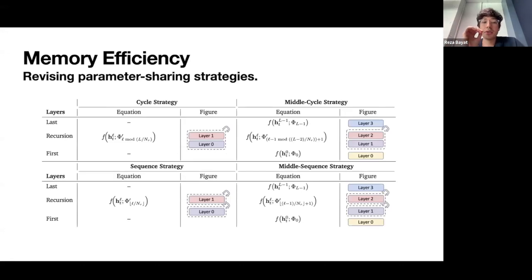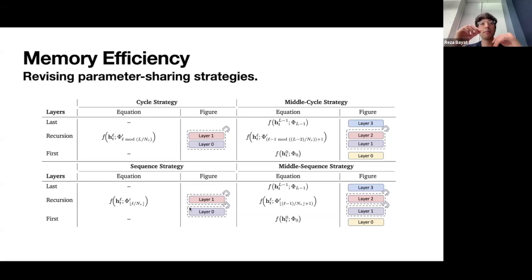So here we revisit the parameter sharing strategies in the paper. We have two main strategies. One is cycle and the other one is sequence. Cycle means, let's say we have a stack of layers and then we have a loop over it, similar to previous work that I was mentioning. And the other one is the sequence strategy.